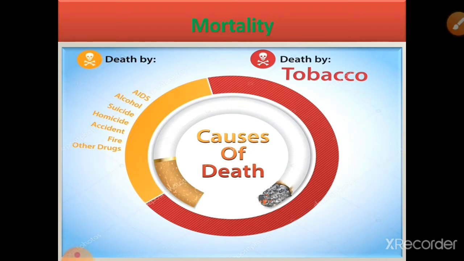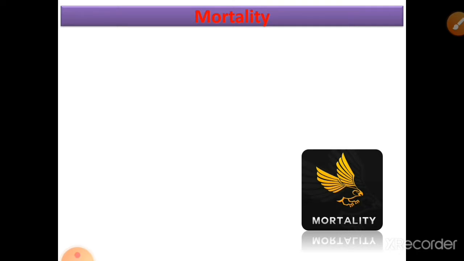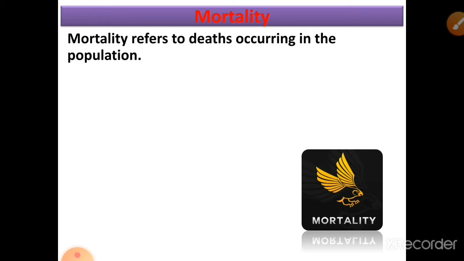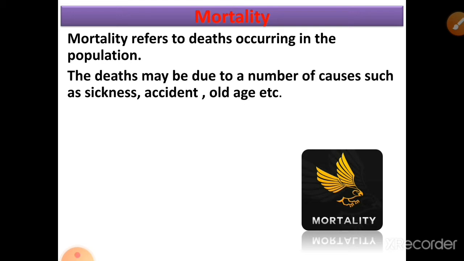In today's session, we are going to discuss mortality. So what is mortality and what are the types of measures of mortality we have? We are going to study in detail. In general, mortality means deaths. It can be defined as deaths occurring in the population. The deaths may be due to a number of causes. The main important causes of deaths are sickness, accident, and old age problems.